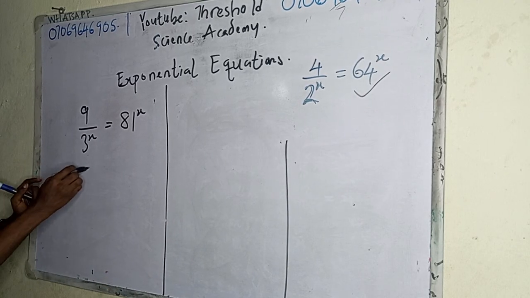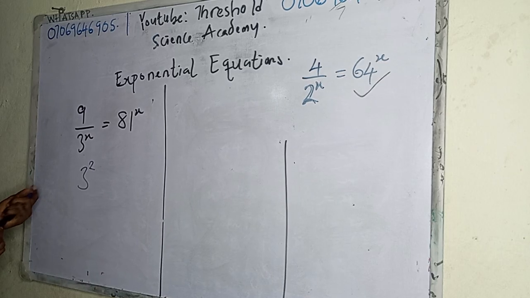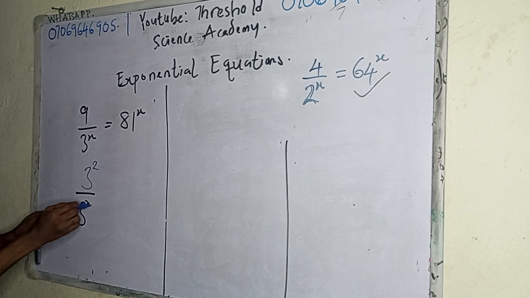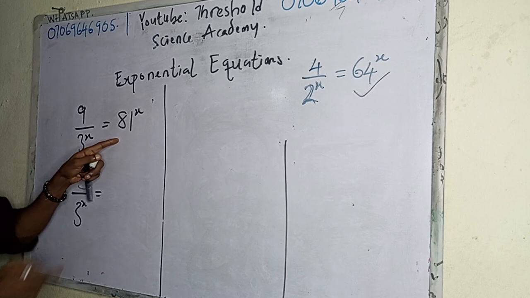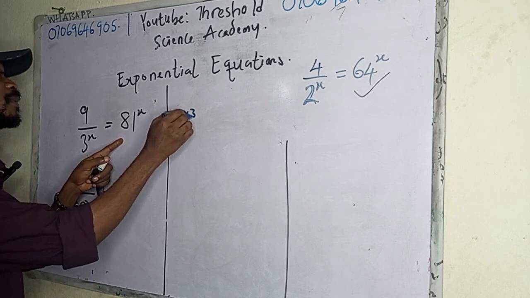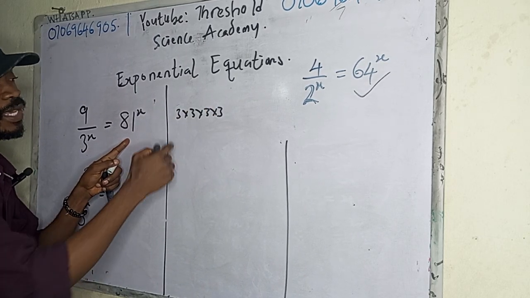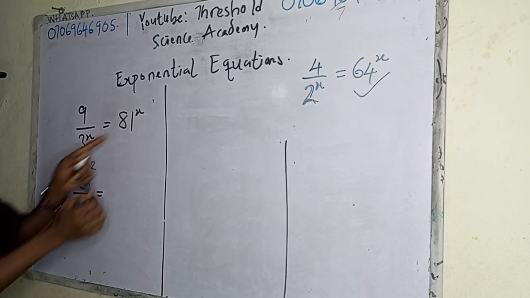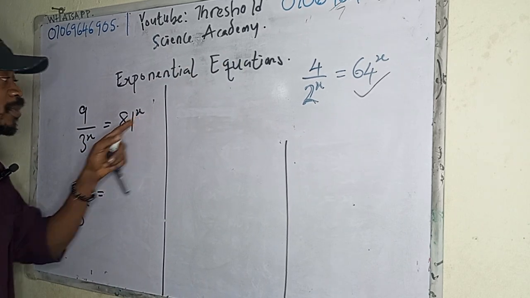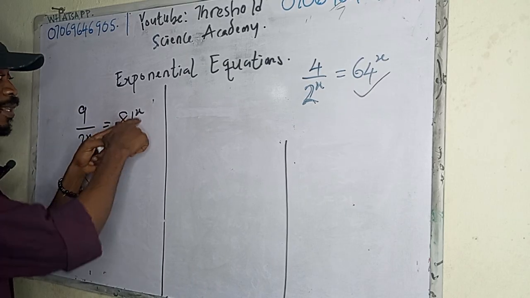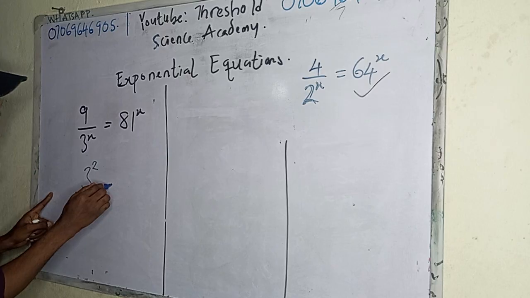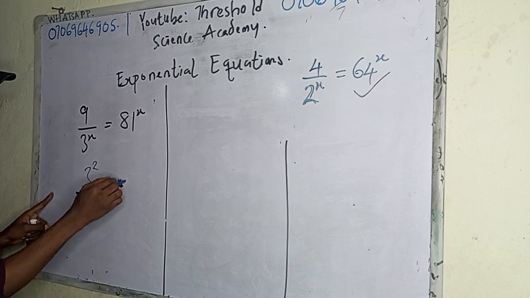9 can be written as 3 raised to power 2, okay? And then all over, we have 3 raised to power 3 already, equals what? 81 is 3 times 3 times 3 times 3. That's 3 raised to the power 4. But you know there's an existing x here, so that 4 is going to multiply this power. Power multiplying power, that's one of the laws of indices. So we're going to be having 3 raised to the power 4 times x, which is what?